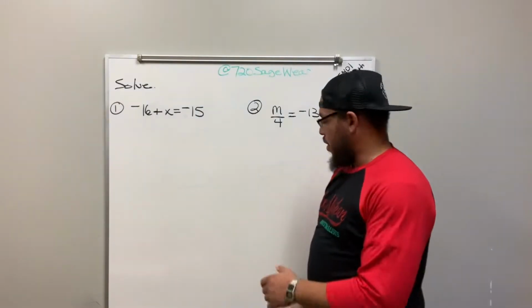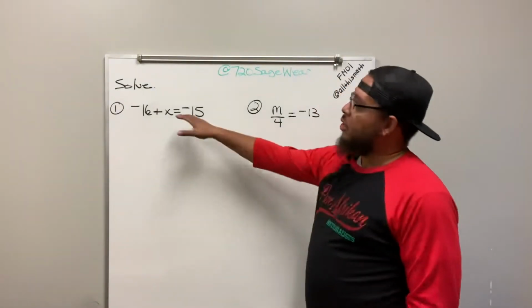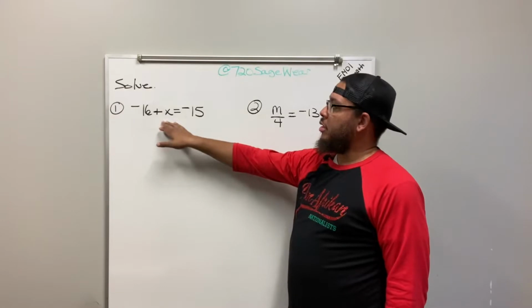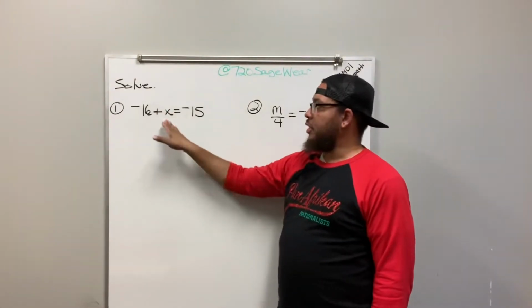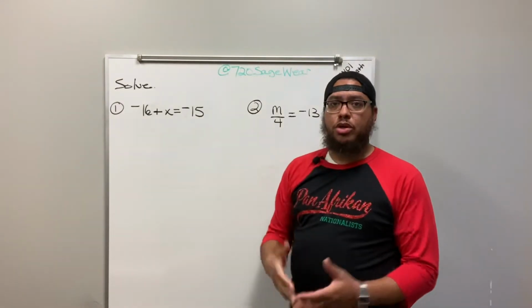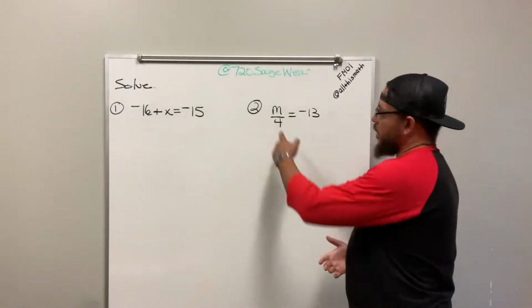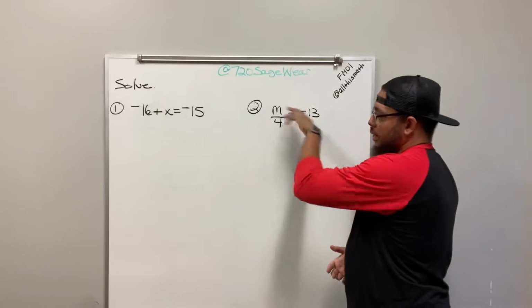All right. Now, on to the work. So we are going to solve some one-step equations. I got two examples up here. Negative 16 plus x equals negative 15. We want to know what x is, right? And then over here, we got m over 4 equals negative 13. We want to know what m is.